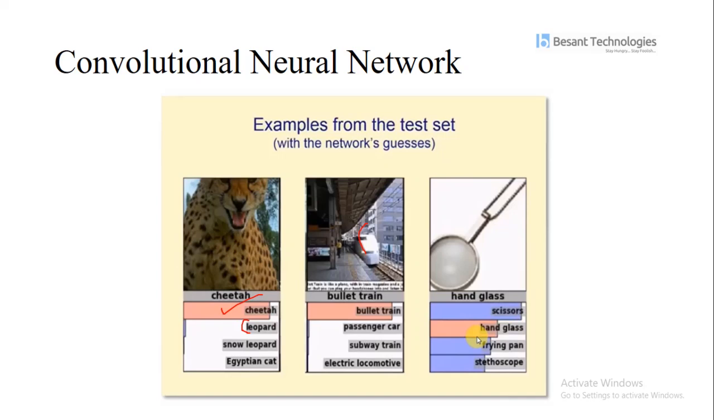We are giving this image and asking our network to guess what it is, and this is another image. It may be a scissor, a hand clasp, a frying pan, or a stethoscope. The answer for this is hand clasp. Our neural network should understand our image. If it really understands the image, then our neural network accuracy is more than 85%. So let's see how this neural network works.